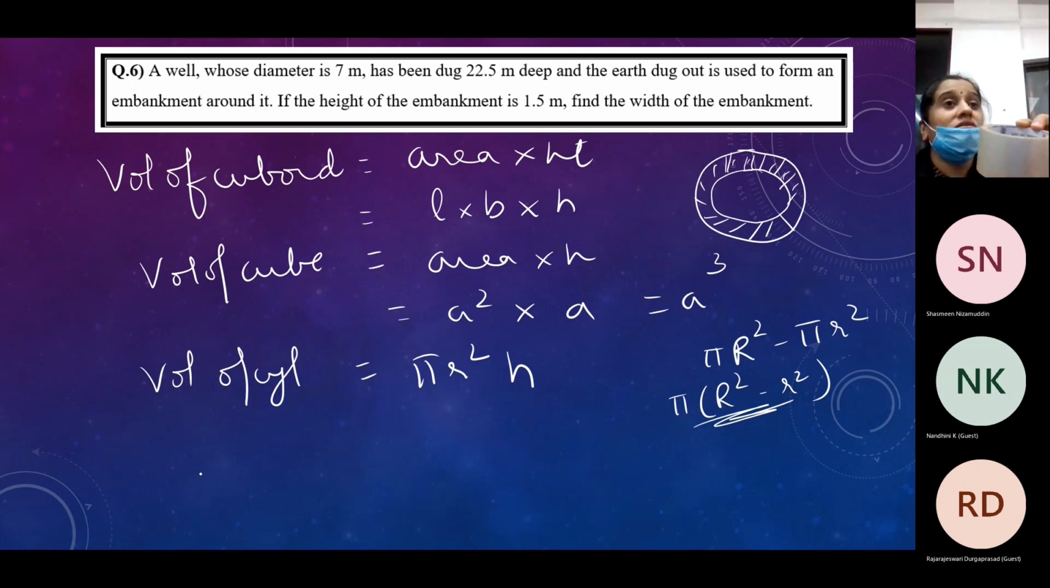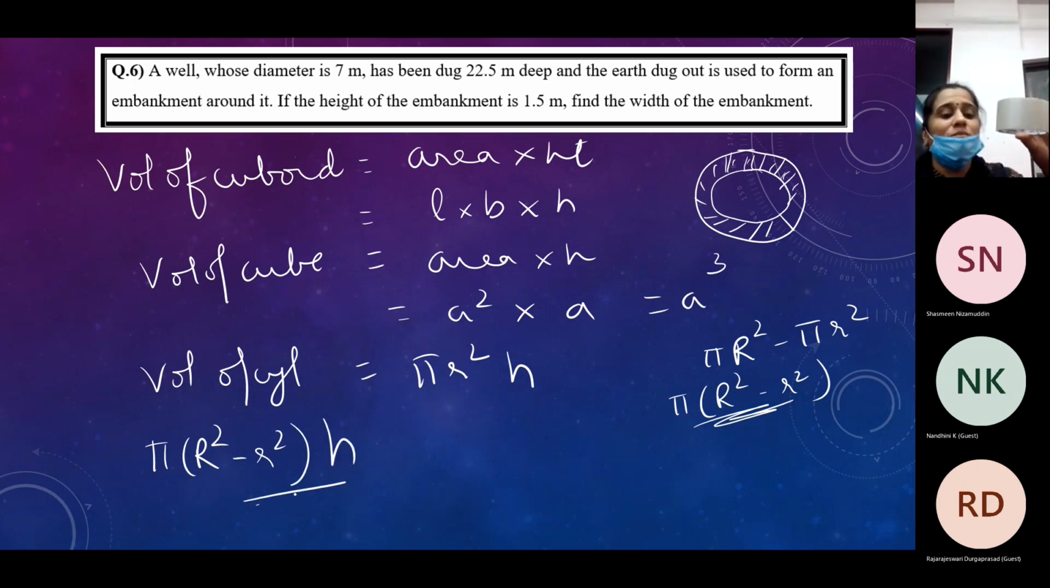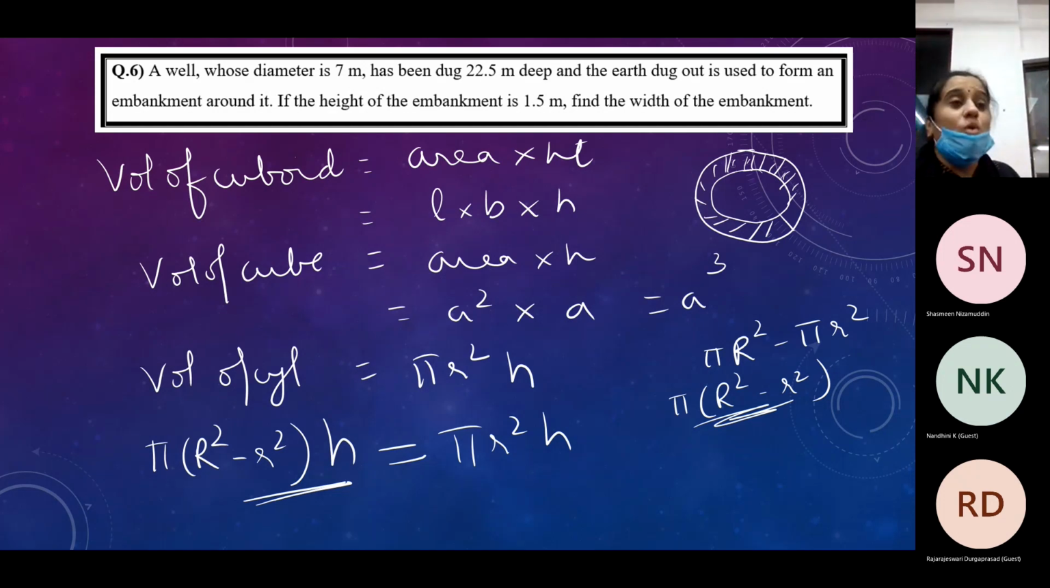is the area of the uniform cross section into height, which is pi R square minus r square into h. The volume of the embankment is equal to the volume of the well, which is pi r square h. That's a cylinder. The well is a cylinder. And the earth which is removed from the well is used to build the embankment. So the volume of the earth which is removed from the well is equal to the volume of the earth in the embankment. That is the equation in words.